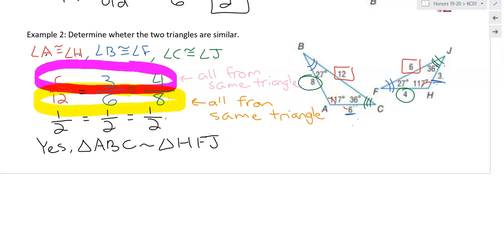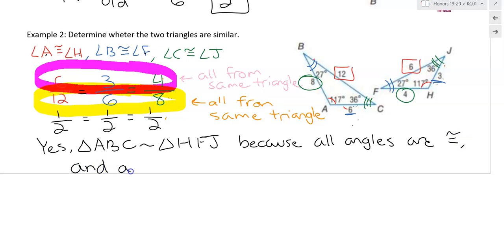So yes, they're similar because all angles are congruent and all sides are proportional. Okay.